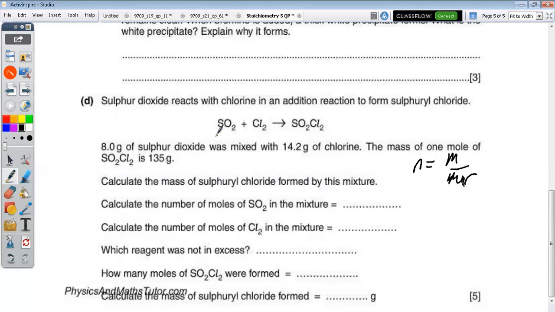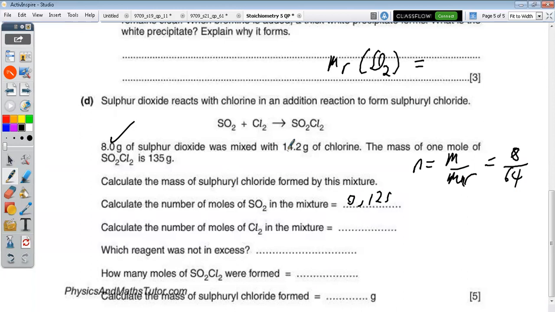So what is the mass we used? 8. Can we calculate the Mr of sulfur dioxide quickly? Use your periodic table. 8 divided by the Mr. Mr of sulfur dioxide is 64. Let's see, I think it's correct, 64. So 8 divided by 64 is 0.125.